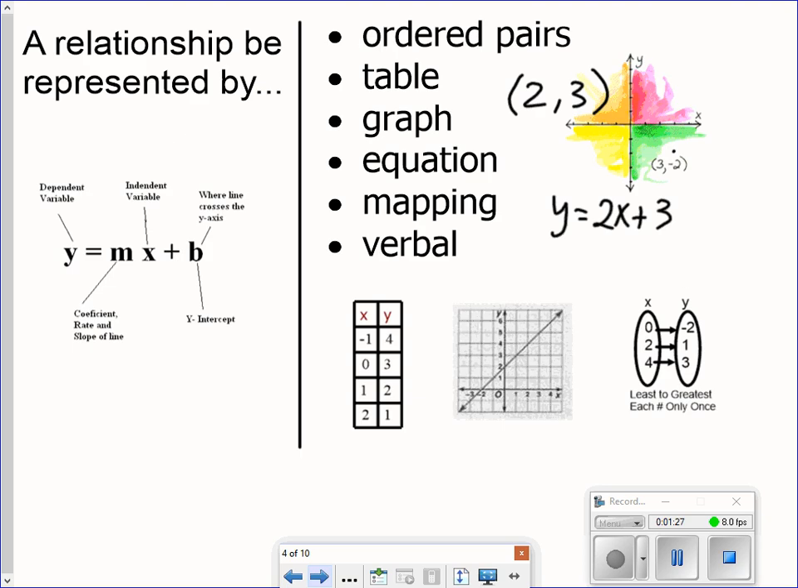Relationships can be represented, they can be organized so that we can examine them and study them a little bit further in a variety of different ways. Some of those ways include ordered pairs, tables, graphs, equations, mapping diagrams, and a verbal description.